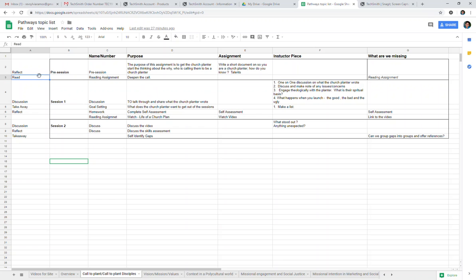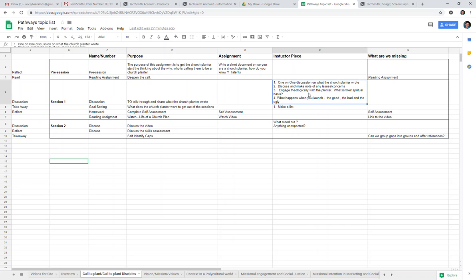The first session is a discussion, goal setting, homework, and a reading assignment. And so that goes discuss, takeaway, and reflect. A takeaway is what I call something that doesn't stay there, something people continue using when they go away. And then you come in for the first session, talk, and share what the planter wrote.